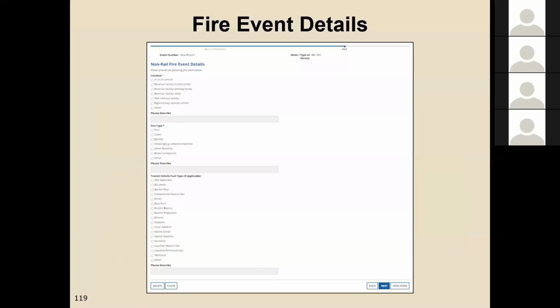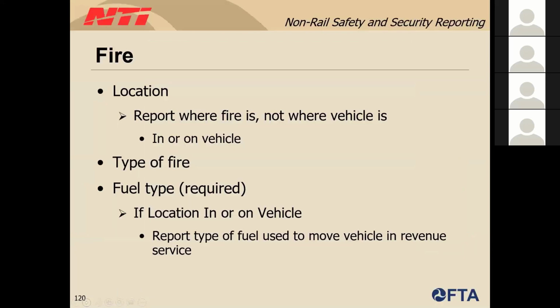Here is a screenshot of the fire event details screen. If the fire is in or on the vehicle, including in the engine, wheel area, or anywhere on the outside of the vehicle, the location would be reported as in or on vehicle. Next, report the type or cause of the fire.